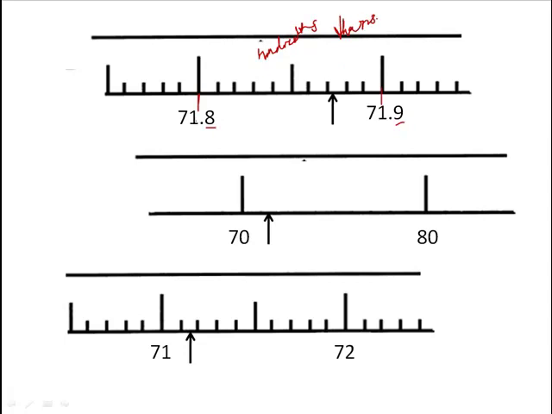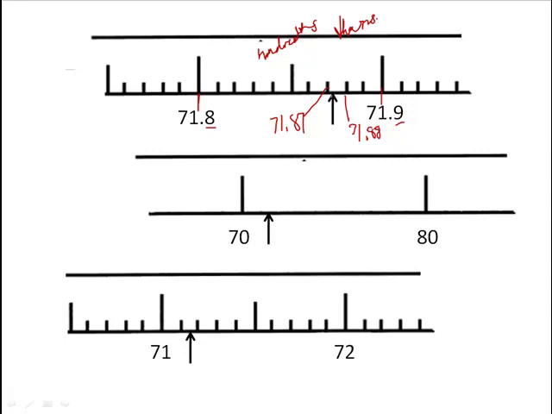Okay, so here we go. This is 71.8, 71.82, 71.83, 0.84, 0.85, 0.86, 0.87. So here it is, 71.87. That's what it's at least. This is what it's not quite, 71.88. It's somewhere in between there.